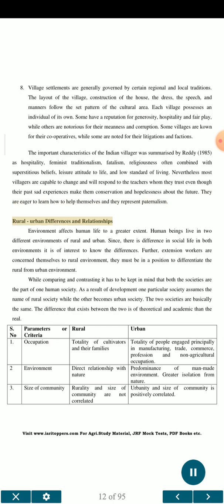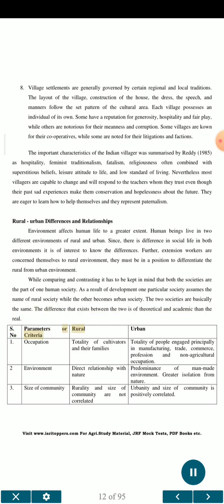Rural, urban differences and relationships. Environment affects human life to a greater extent. Human beings live in two different environments, rural and urban. Since there is difference in social life in both environments, it is of interest to know the differences. Further, as extension workers are concerned with the rural environment, they must be in a position to differentiate the rural from the urban environment. While comparing and contrasting, it has to be kept in mind that both the societies are part of one human society. As a result of development, one particular society assumes the name of rural society while the other becomes urban society. The two societies are basically the same. The difference that exists between the two is theoretical and academic rather than real.